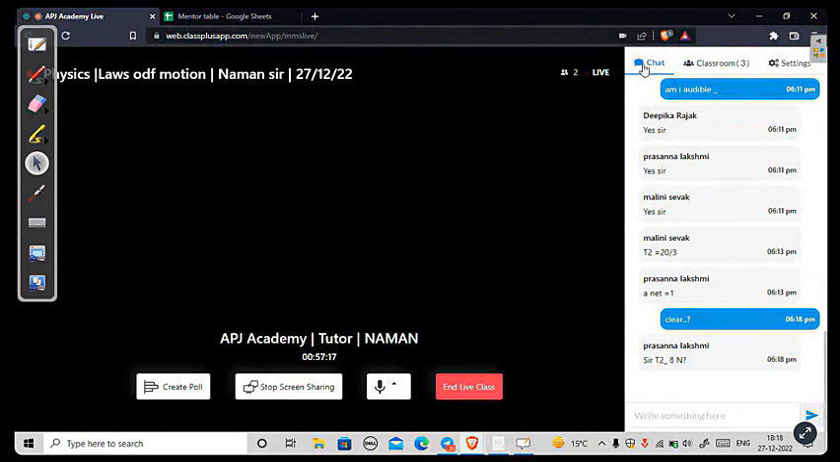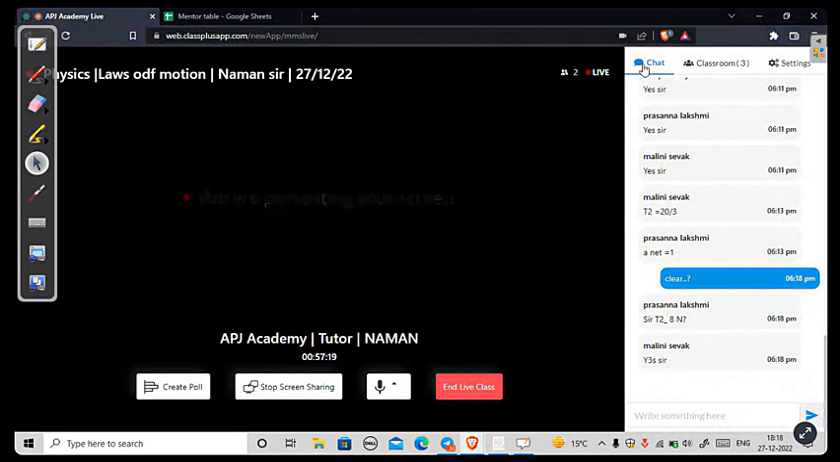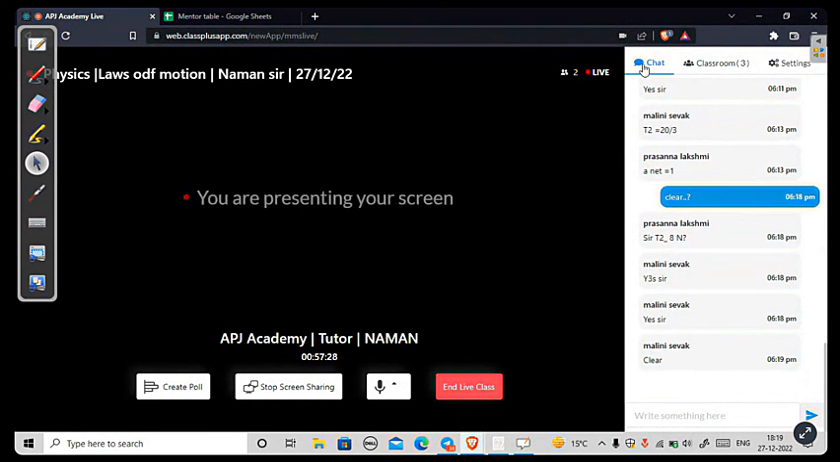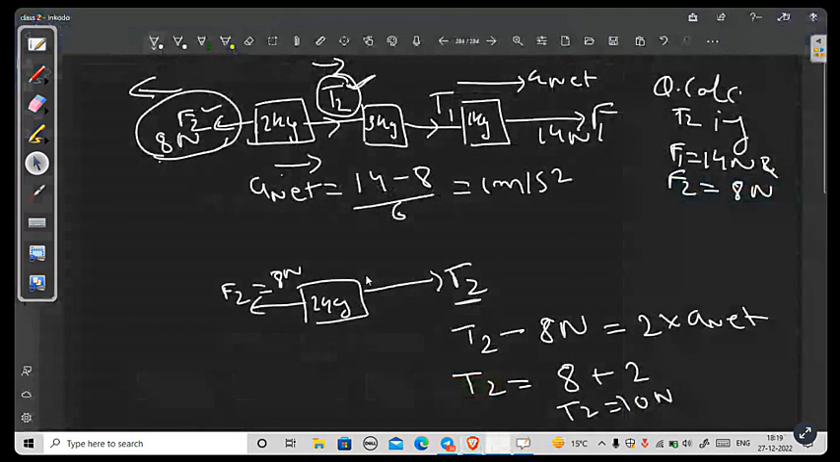So T2 is greater than 8 Newton because the 2 kg block is moving towards the right hand side, as you can see in the diagram. That is why when we draw the FBD, we will draw T2 towards the right hand side. You can see the direction of T2. T2 is towards the right hand side.